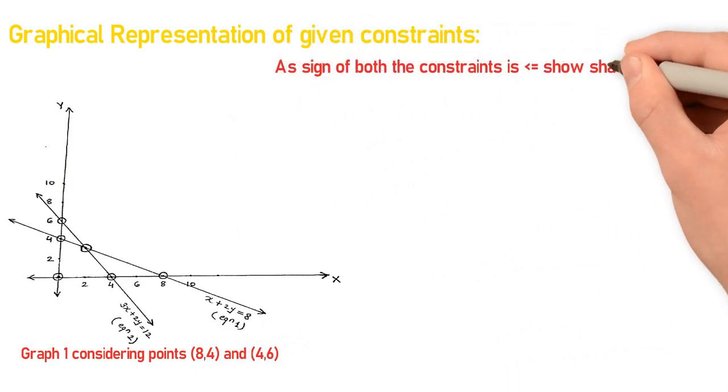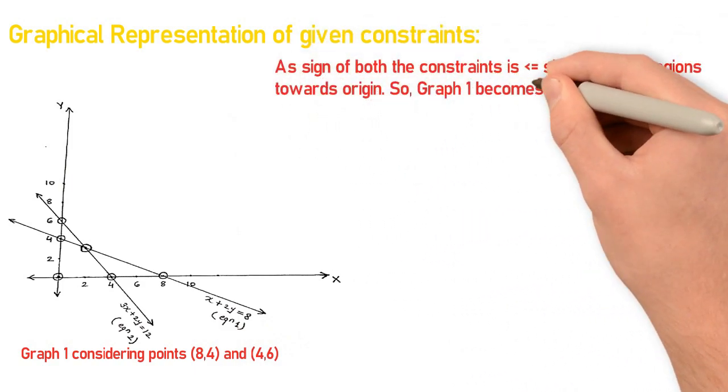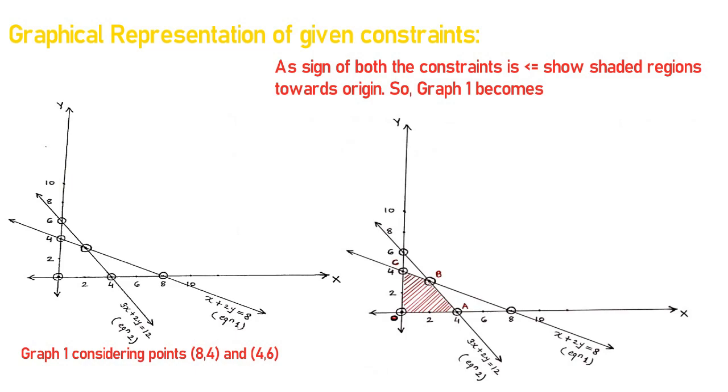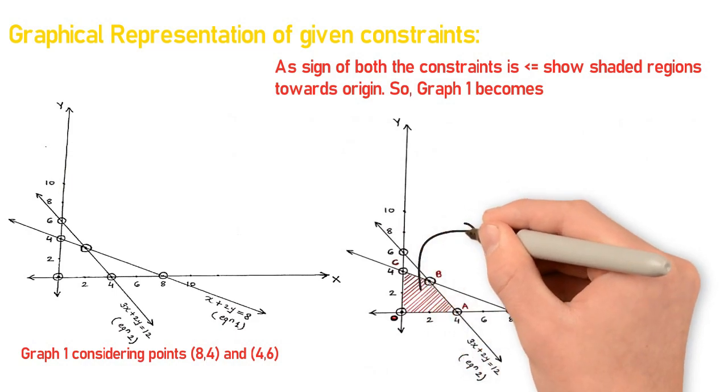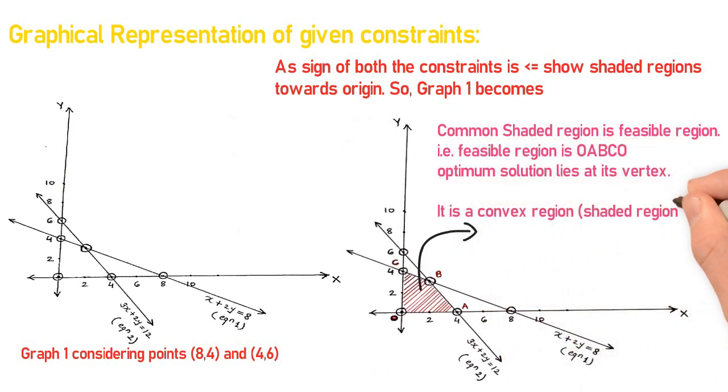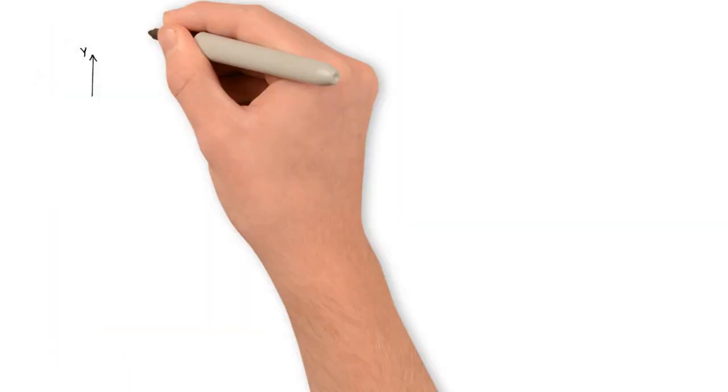As the sign of both constraints is less than or equal to, we have to show the shaded region towards the origin. So graph 1 becomes this. Now we have to mark the vertices O, A, B, C of the common shaded region. The common shaded region is the feasible region, that is the feasible region is O, A, B, C, O. Now see here, we start with O, so we have to end with O. The optimum solution lies at its vertex, so it is a convex region. So the shaded region is your convex region.